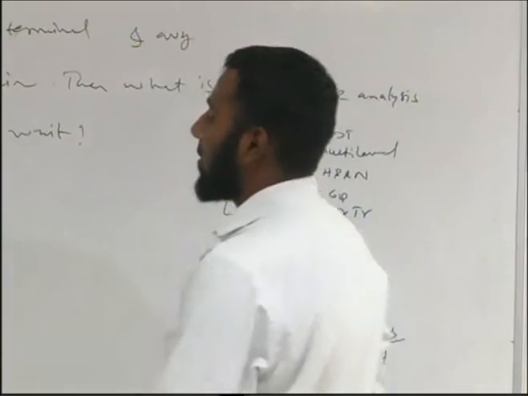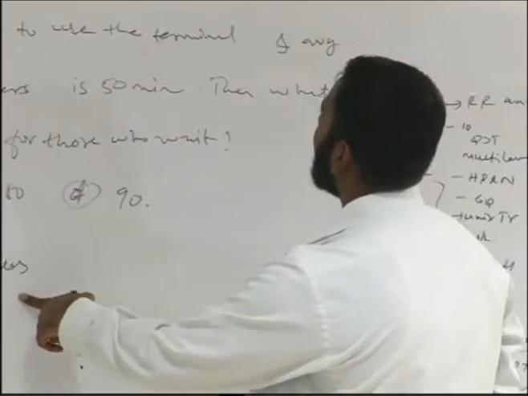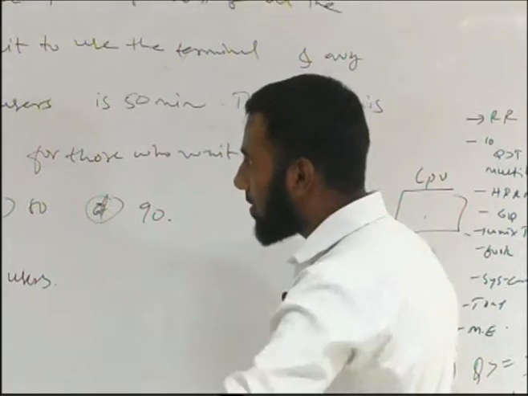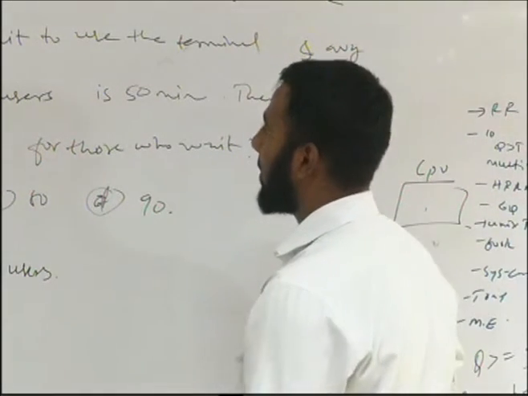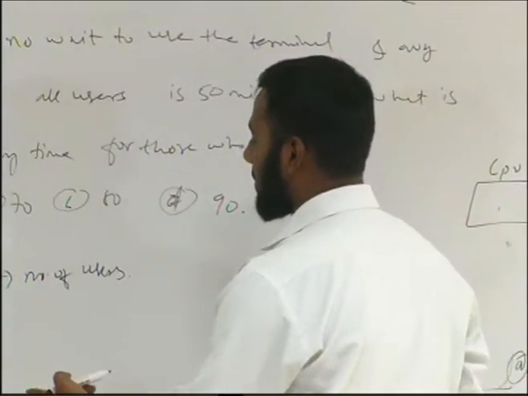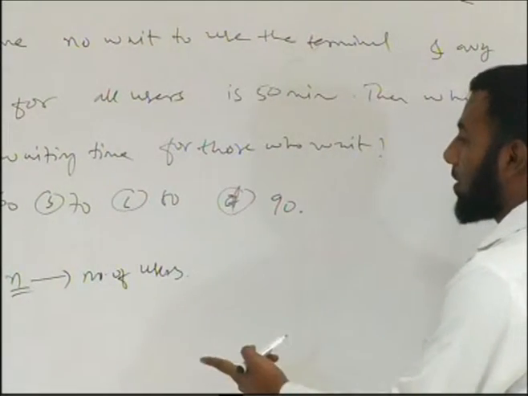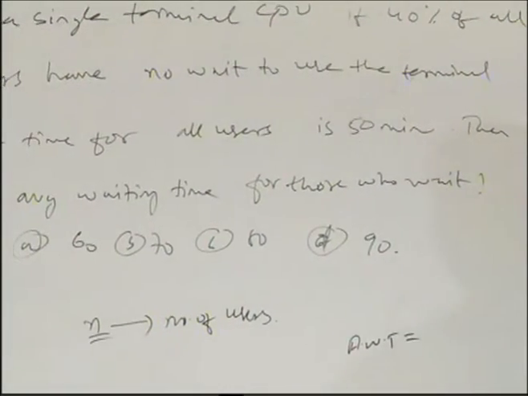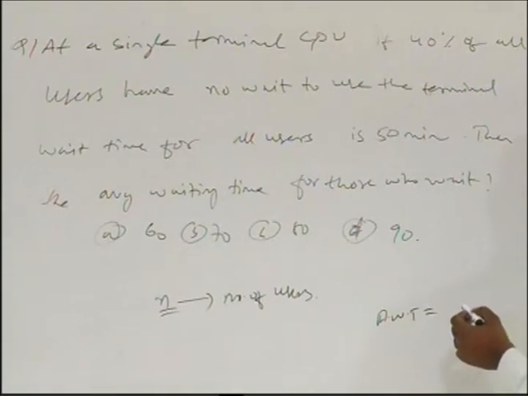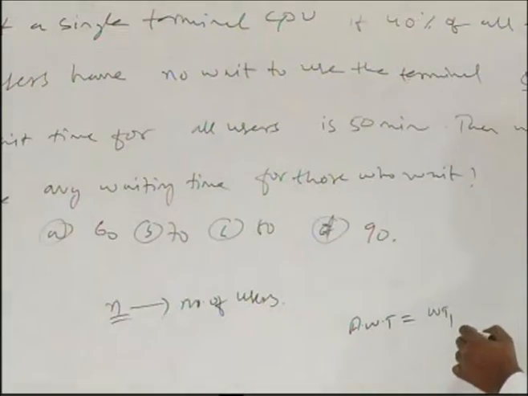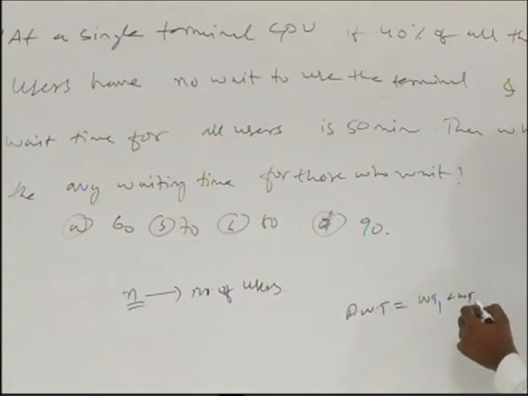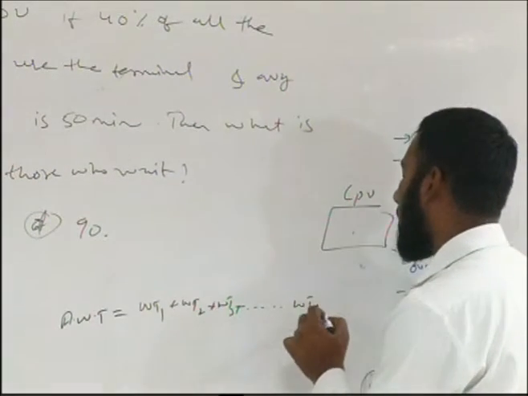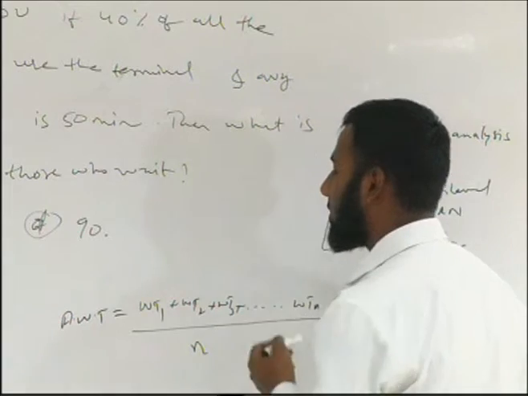CPU. Among this n number of processes, the information has been given that 40% of the users don't have to wait for using the terminal. So the waiting time for 40% of the users is 0. Now let us find out the formula for average waiting time. The formula for average waiting time is waiting time for process 1, plus waiting time for process 2, plus waiting time for process 3, and so on, up to waiting time for process n, divided by the total number of processes, which is n.